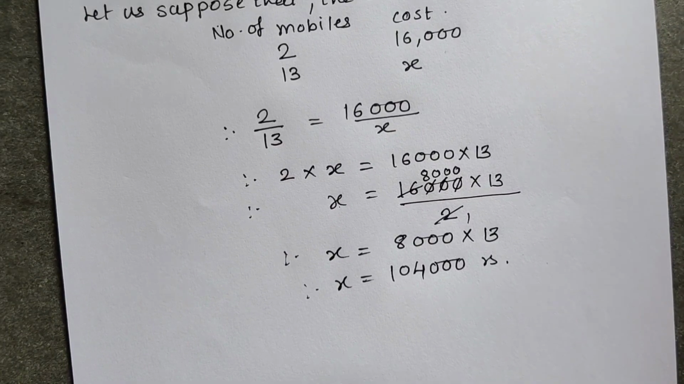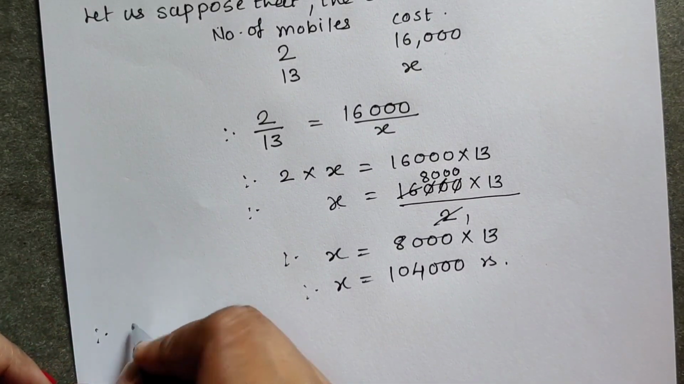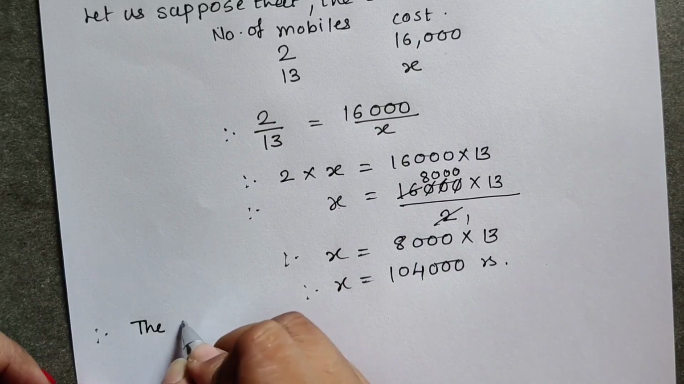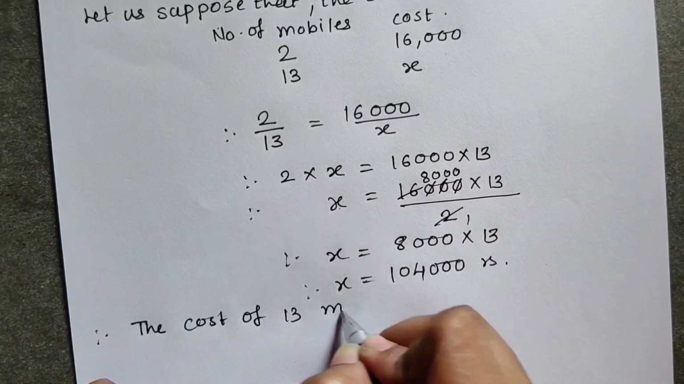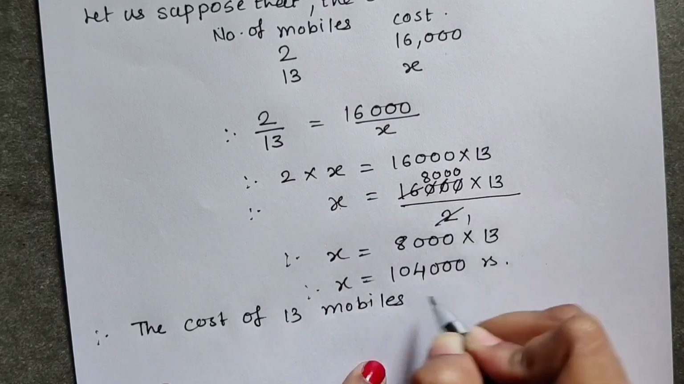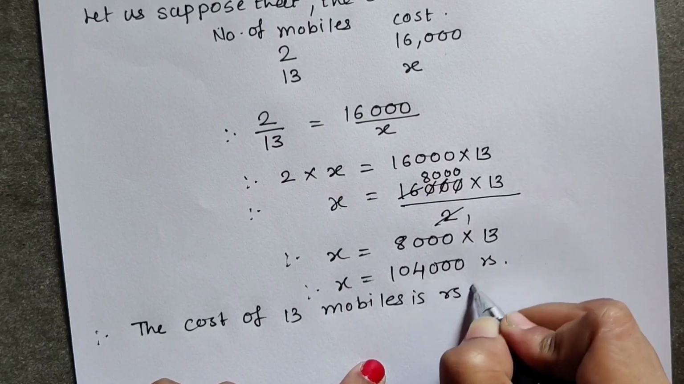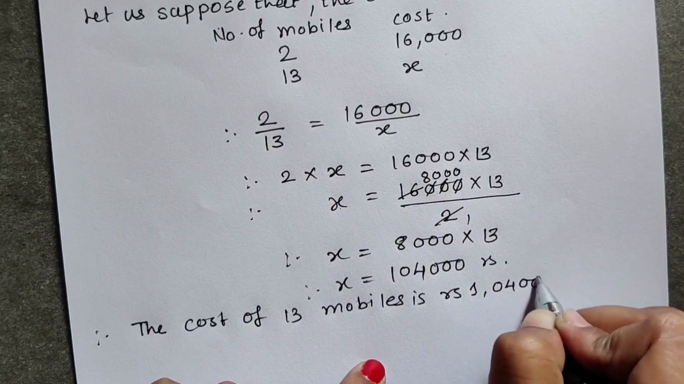Write the answer statement. Therefore the cost of 13 mobiles is rupees 1,04,000.